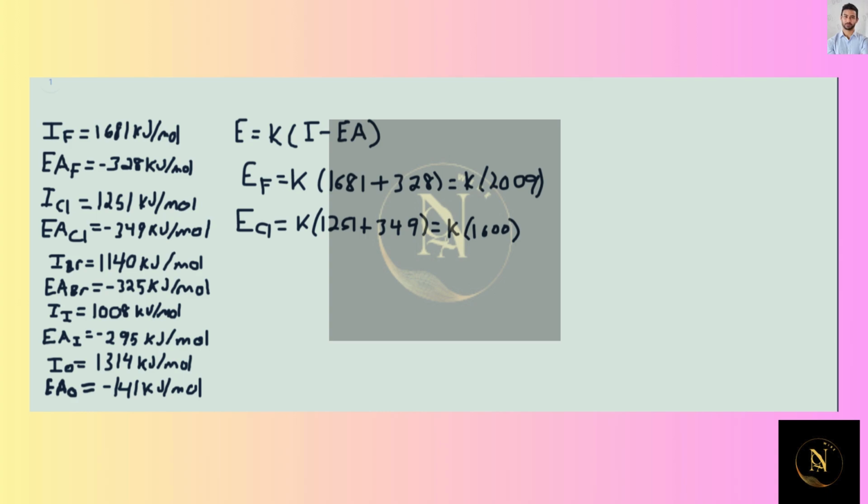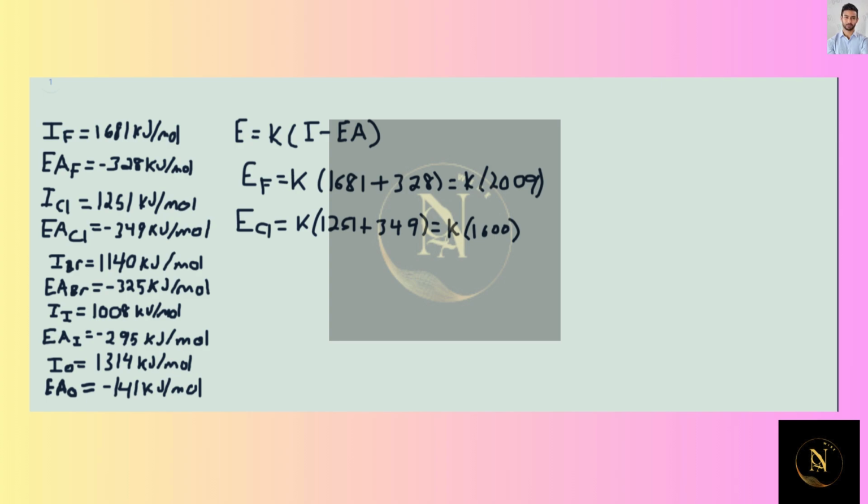And so you can see that the increase in ionization energy offsets the decrease in electron affinity. So since K is a constant, the proportion we have for fluorine is higher than the proportion we have for chlorine, specifically because ionization energy is increasing faster than electron affinity is decreasing.